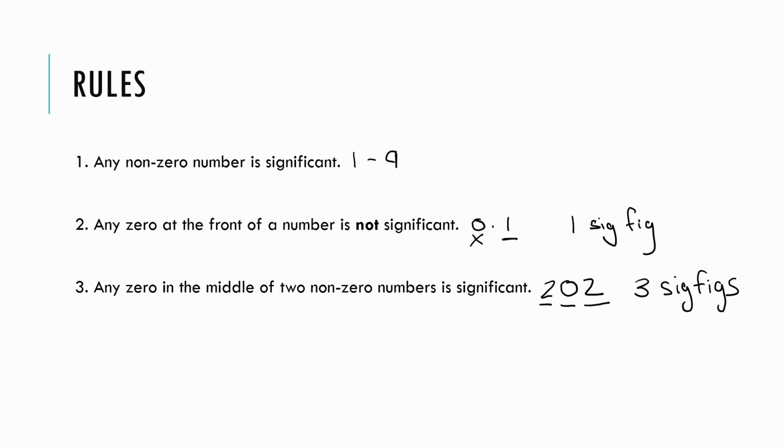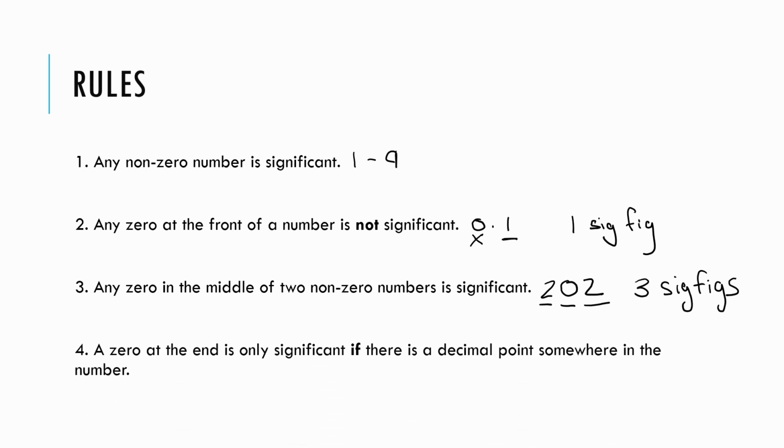And then finally our fourth rule, which you might be able to guess, we talked about the zeros at the front, the zeros in the middle. Our last one is about zeros at the end, and this is not such a clear-cut rule as the other ones. A 0 at the end is only significant if there is a decimal point somewhere in the number. So let's look at 2 examples. We're going to look at 100 versus 1.00. Now I'm going to give you a hint for these. These 2 numbers, while they have all of the same numbers in them, do not have the same number of significant figures. These 2 numbers do not have the same precision as a measured number.